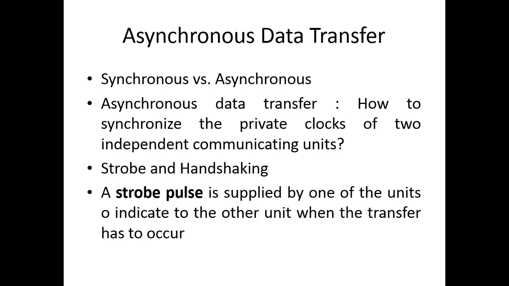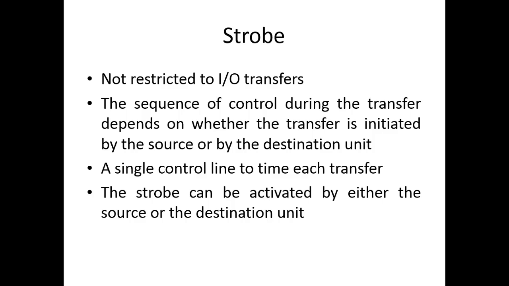Let us start with the first method, that is Strobe. A Strobe pulse is a control signal that is provided by one of the communicating units to inform the other unit when the transfer has to occur. The concept of Strobe can be applied to a variety of applications that require the transfer of data between two independent units. So this concept is very general and cannot be restricted to only I/O transfers.